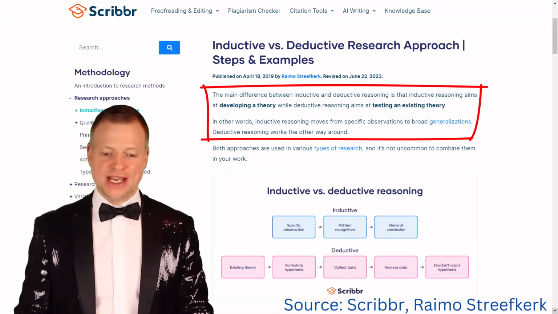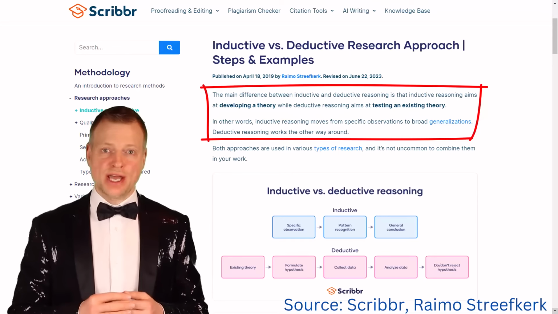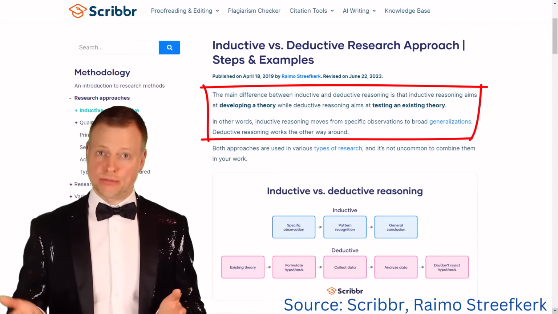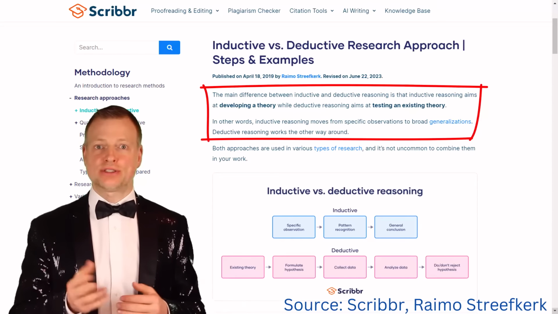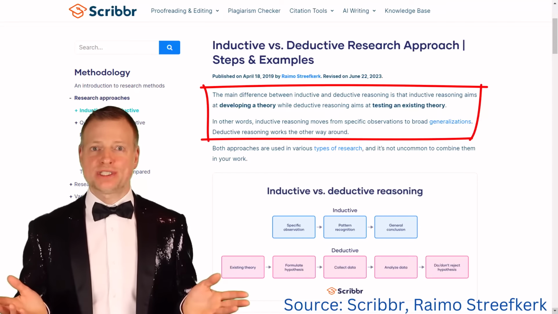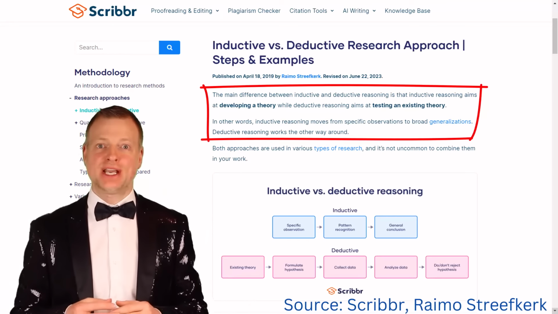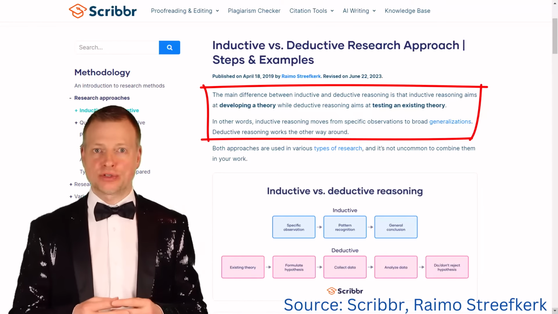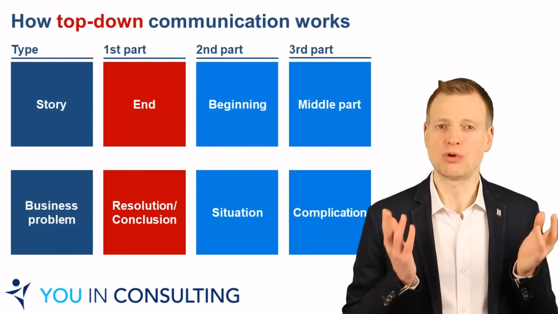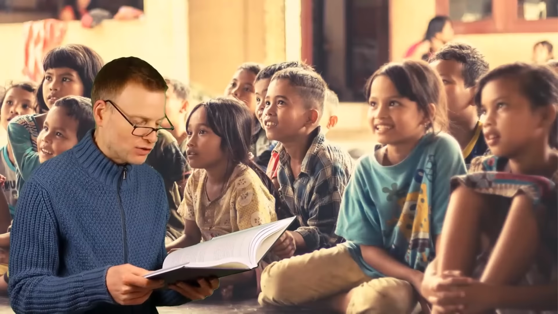In other words, inductive reasoning moves from specific observations to broad generalizations. Deductive reasoning works the other way around. This definition sounds to me as if inductive reasoning works bottom-up, from details towards a conclusion, while deductive reasoning starts top-down, from a statement to logically derive a solution. The same concept applies to different communication styles. I've made a video teaching you how to communicate like a consultant.